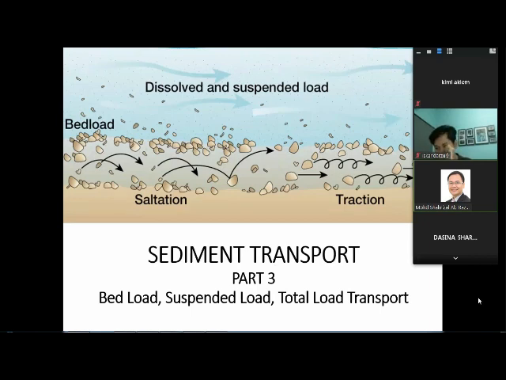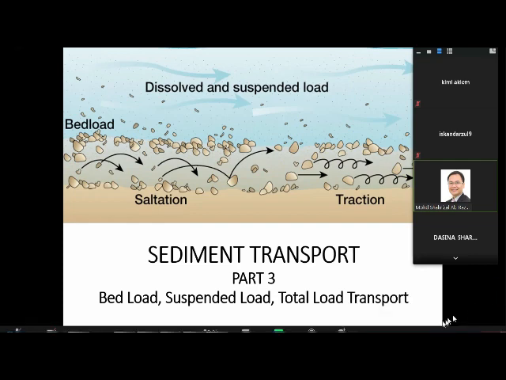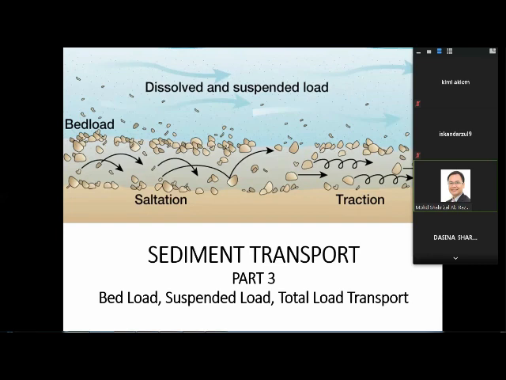Okay, so we are talking about sediment transport now. If last week you were already introduced to the initiation of motion, now we want to know how we can determine the transport rate of the sediment yang moving. So initiation of motion is the time for the sediment to begin to move. Now it's time for the sediment to move.